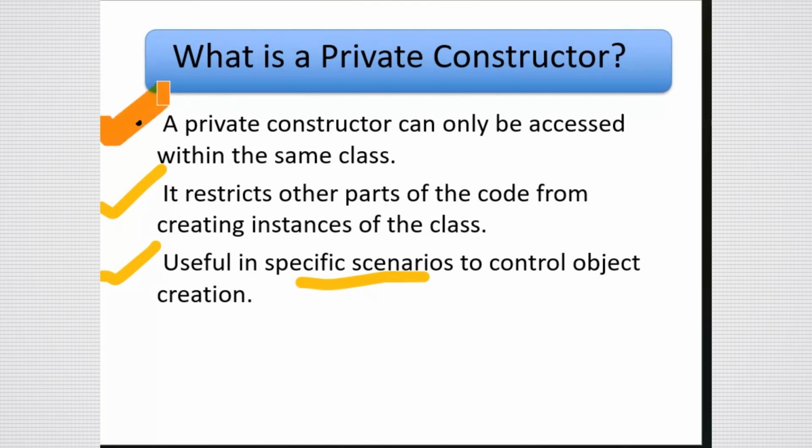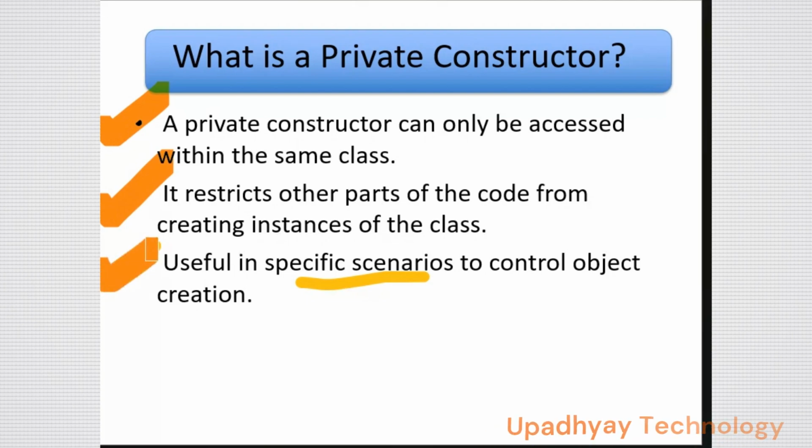A private constructor is different because it's accessible only within the class itself, not outside of it. By making a constructor private, we are preventing other parts of our program from directly creating an instance of that class.